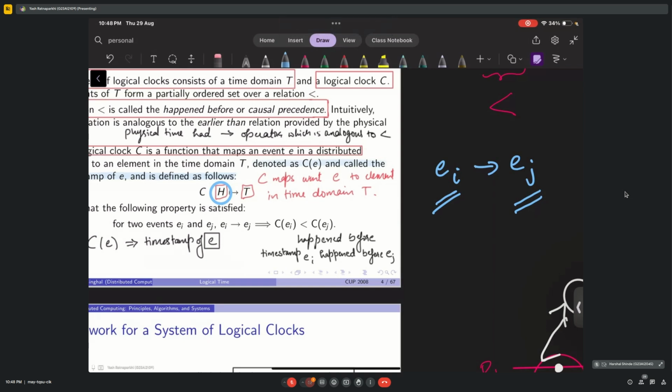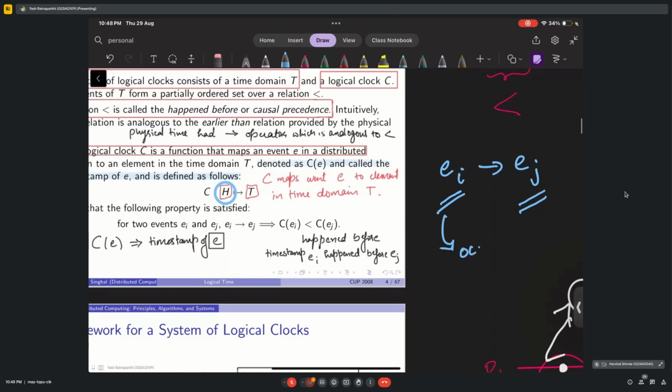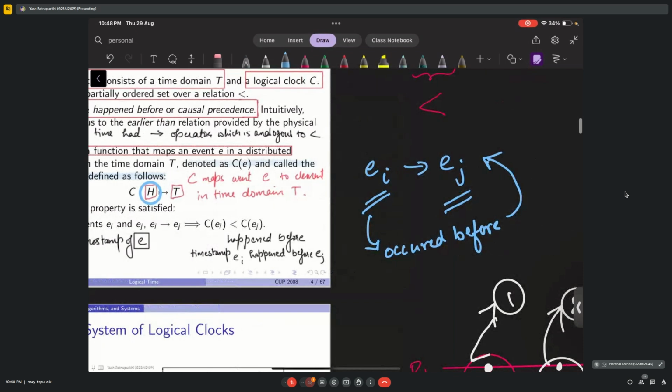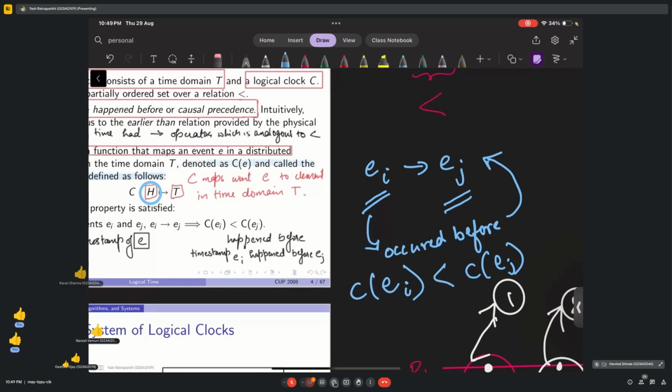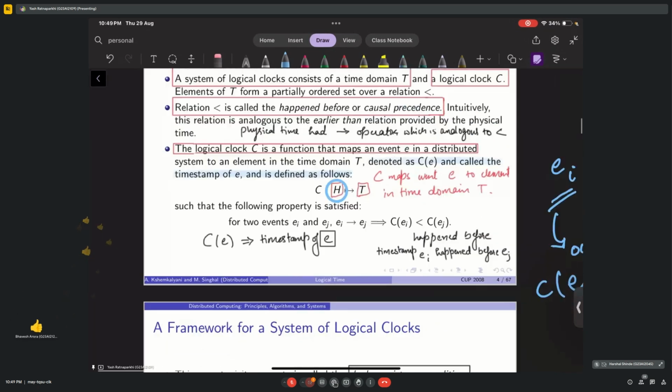What I mean to say is, if this event has occurred before Ej, definitely the timestamp of event Ei will be less than the timestamp of event Ej. Is it clear to all of you? Are you able to understand this? Yes. Cool. Go ahead. So this is what is told.